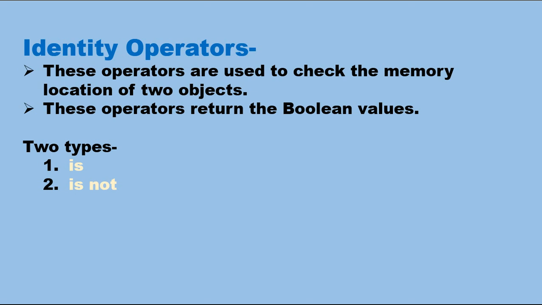The next category of operator is your identity operator. Now these operators are used to check the memory location of two objects. If the two objects refer to the same memory location, then it will return true, otherwise false. They also return the value as true or false. The various identity operators are is and is not.